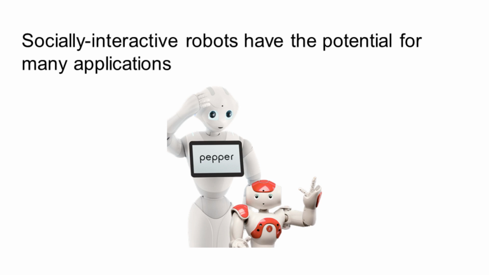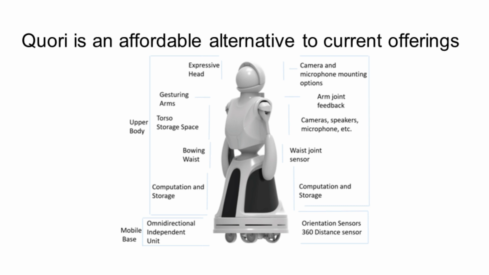Two of the most popular socially interactive robots, SoftBank's Pepper and Nao, have been used in a wide variety of professional, research, and recreational activities. However, their high costs can make them prohibitively expensive to use for research groups with limited resources. Quori is an affordable alternative for conducting human-robot interaction research.